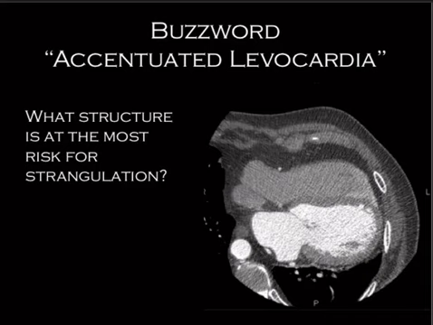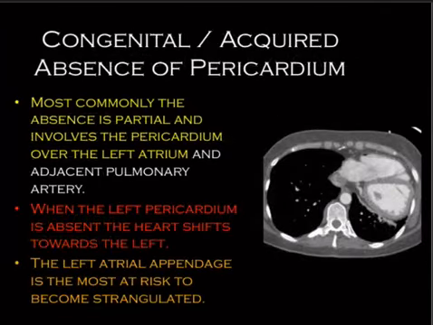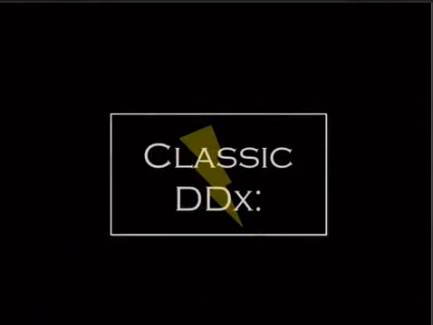And because it's only partial pericardial absence, there's a hole, and through that hole, the left atrial appendage can protrude and become strangulated. So this is a mnemonic: congenital or acquired absence of the pericardium causes displacement of the heart to the left, and just remember that the left atrial appendage can be strangulated.